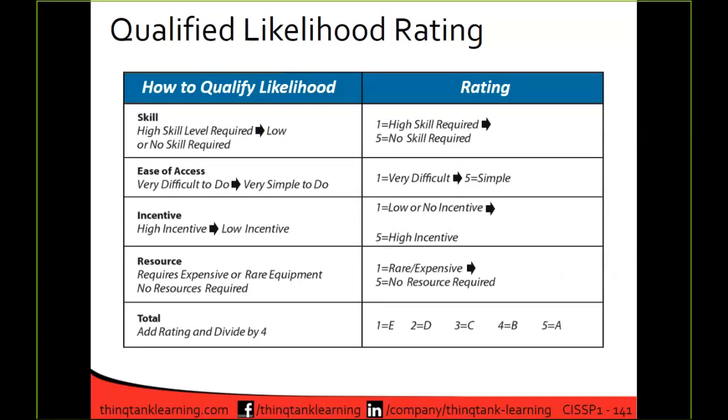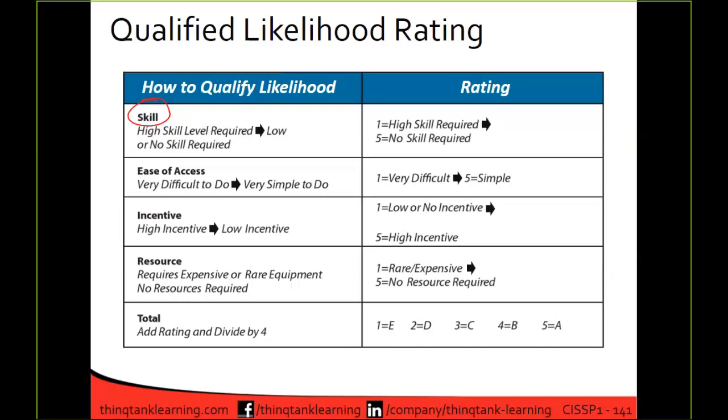How do I qualify the likelihood? Okay, well, skill, ease of access, incentive, resource, total. We accumulate these values to create our total. If the skill to implement the threat or to take advantage of the vulnerability is high, high skill means that there's less of a likelihood, right? Whereas no skill required means that there's more of a likelihood. So we would give a high skill required a rating of 1, no skill required a rating of 5, with the idea that the likelihood increases as the amount of skill goes down for that particular threat vector.